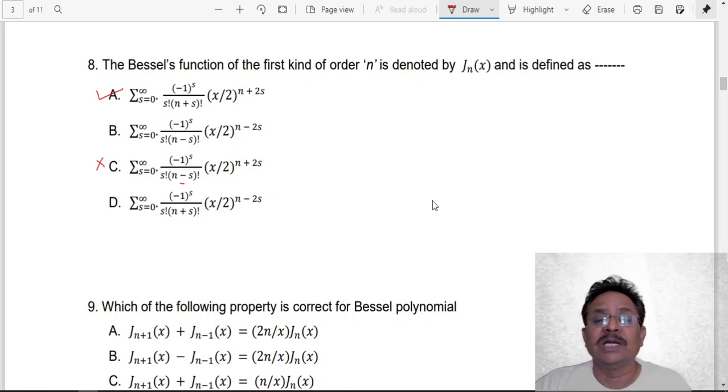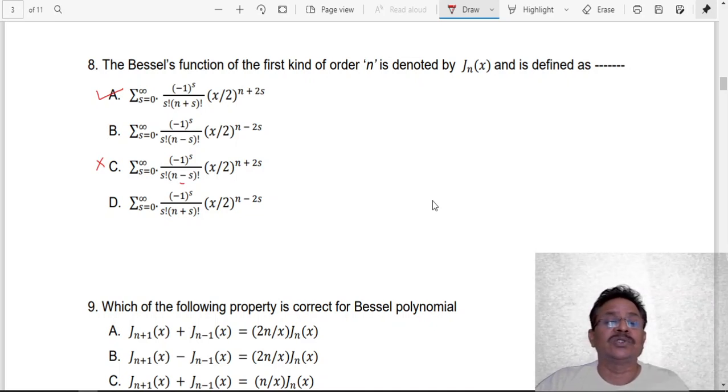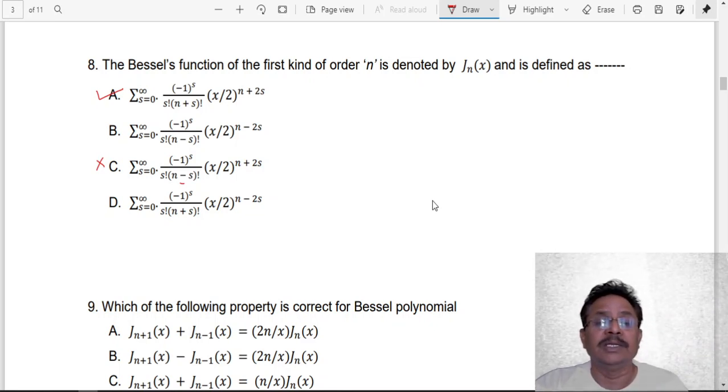The Bessel function of first kind of order n is denoted by Jn of x, and it is given by summation over s is equal to 0 to infinity, minus 1 raised to s upon s factorial into n plus s factorial into x by 2 raised to n plus 2s. Remember, we have obtained in the classroom this equation for the Bessel function of first kind using the series solution of the Bessel differential equation, and this series solution can be written in the short form that is given by this question. So question number 8, the correct answer is A.